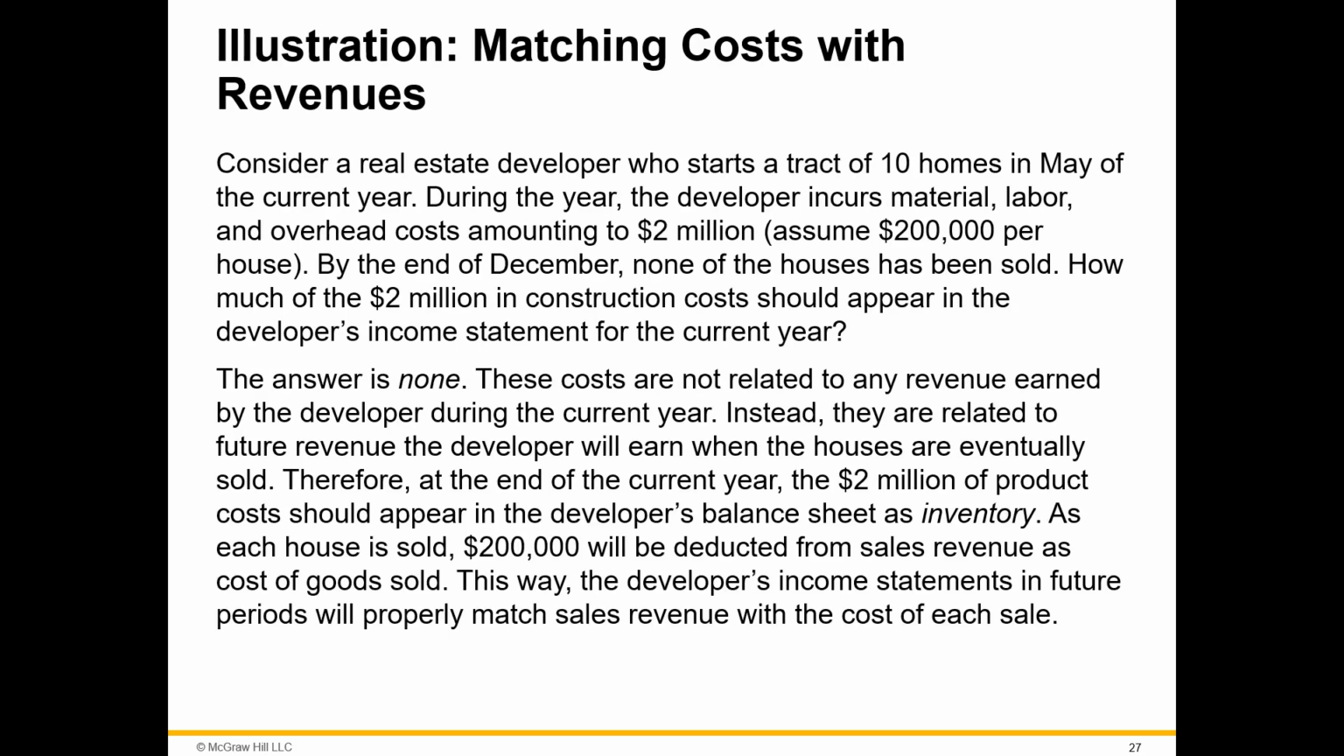So here's an example. Consider a real estate developer who starts a tract of 10 homes. During the year, the developer incurs material, labor, and overhead costs amounting to $2 million. By the end of December, none of the houses have been sold. How much of the $2 million in construction costs should appear in the developer's income statement for the current year? And the answer is none, because that $2 million is going to show up as inventory and will only show up in the income statement when those houses are eventually sold. So that will match the sales revenue with cost of goods sold. So we can see that there.